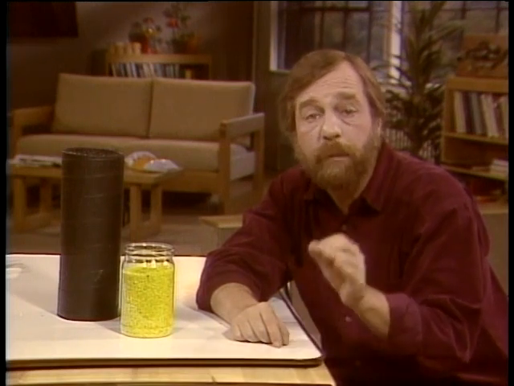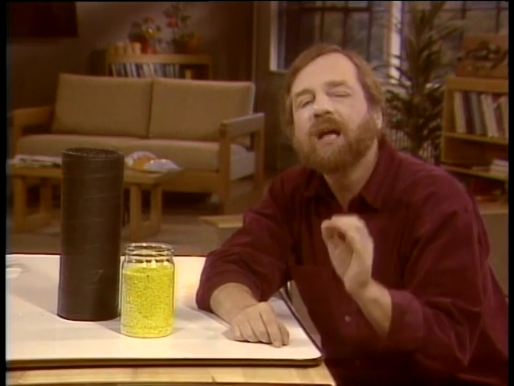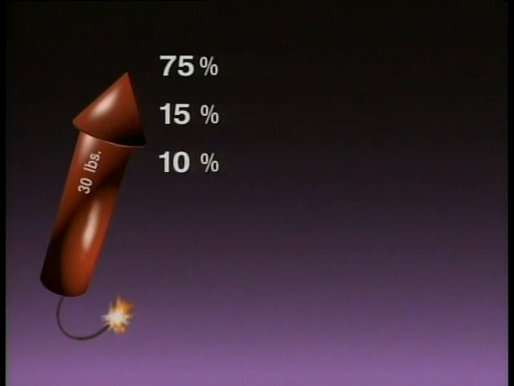Like most real-life problems, this one takes a little thought before we plunge in and start calculating. Let's start by identifying what we know for sure and what we need to find out by using algebra. Well, we know that the shell now contains 30 pounds of mixed black powder, and that the ratio of the ingredients in that powder is 75 to 15 to 10. By the way, since these proportions add up to 100, we can read them as percents. In other words, the black powder contains 75% saltpeter, 15% charcoal, and 10% sulfur.